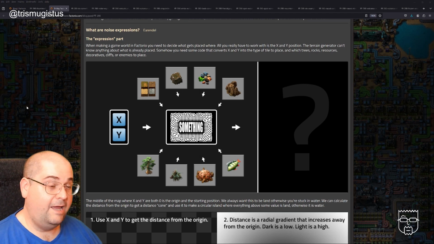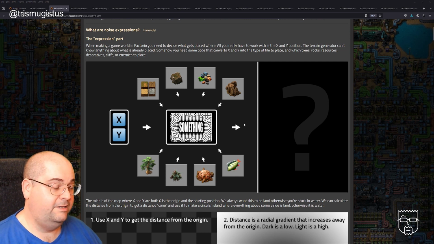What are noise expressions? By Erendel. The expression part. When making a game world in Factorio, you need to decide what gets placed where. All you really have to work with is the X and Y position. The terrain generator can't know anything about what is already placed. Somehow, you need some code that converts X and Y into the type of tile to place, and which trees, rocks, resources, decoratives, cliffs, or enemies to place on top.